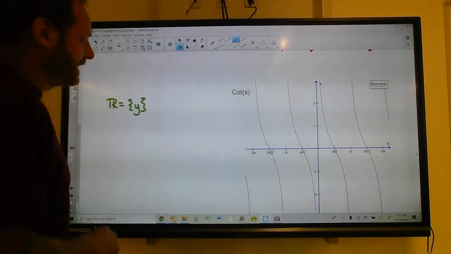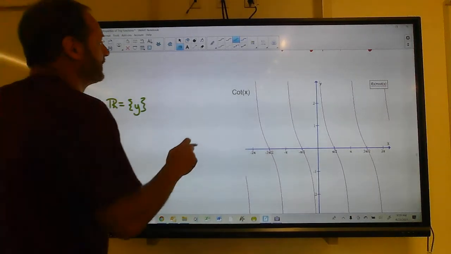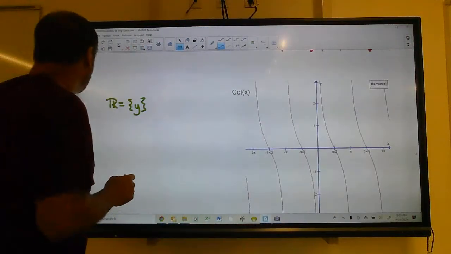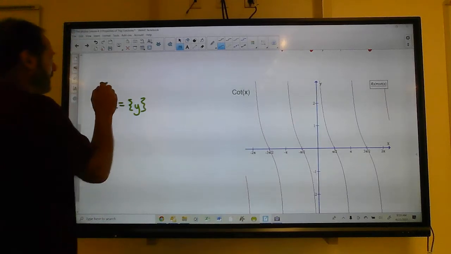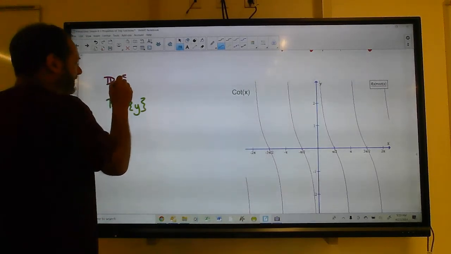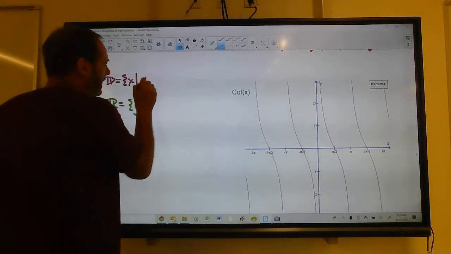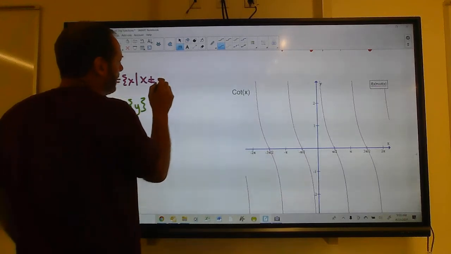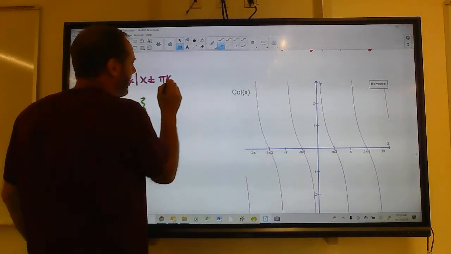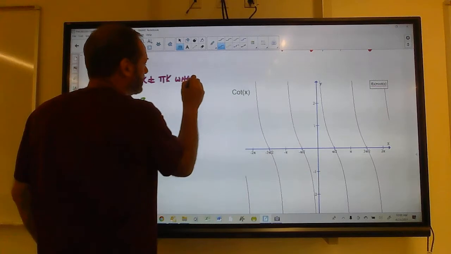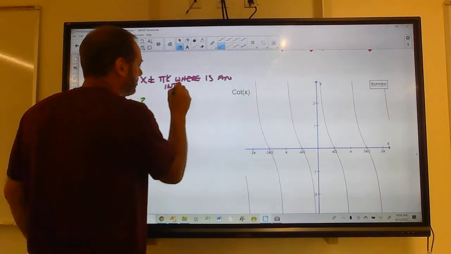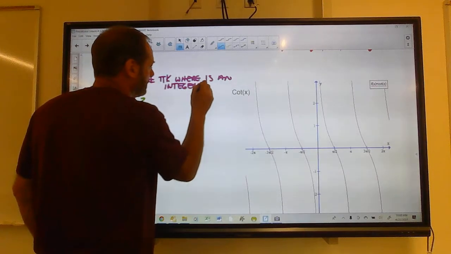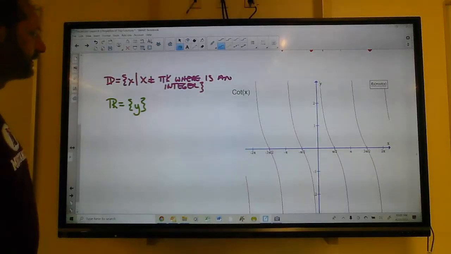Okay. Now, the domain, it's very similar to tangent, except it's shifted over. So it's the whole pi's instead of the half pi. So the domain is all the x's where x is not equal to pi k, where k is an integer.